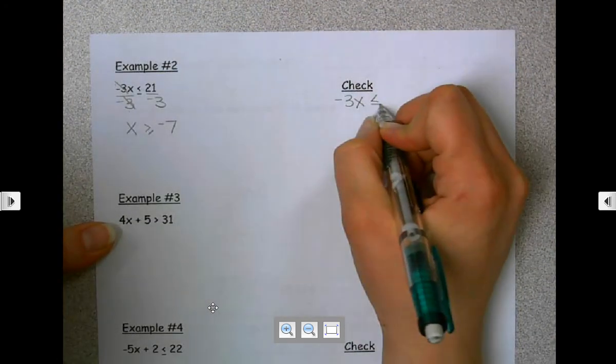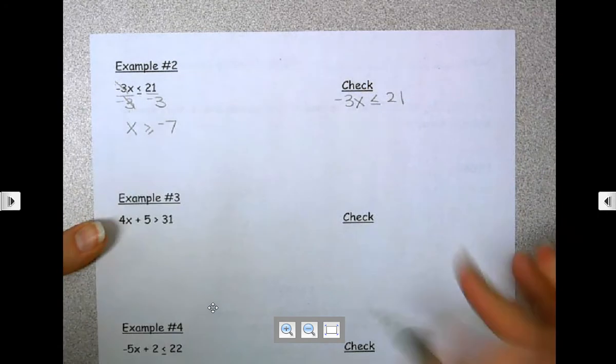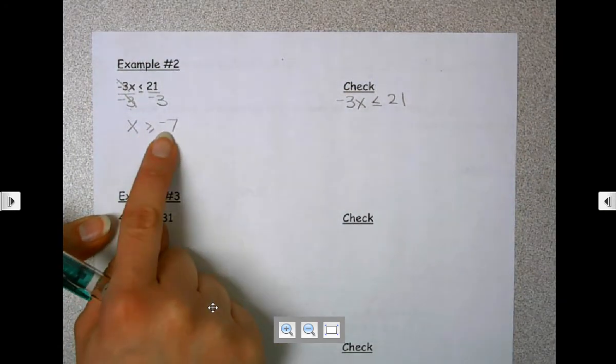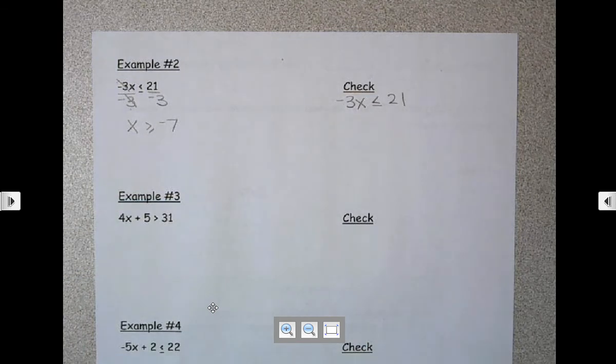Remember to rewrite the original problem. And I'm going to substitute in. Now, I need a number that is greater than negative 7. So any number that is greater than negative 7. Negative 6, negative 5, 0, 8, 100. Any of those numbers will do.